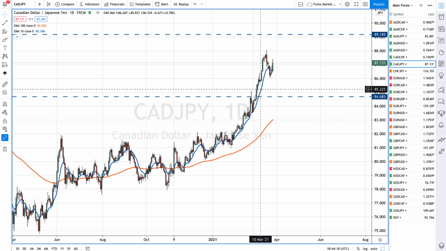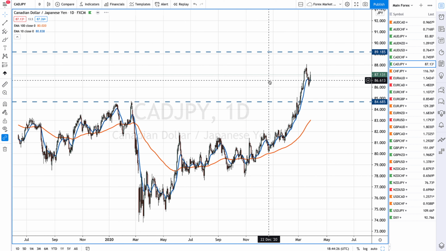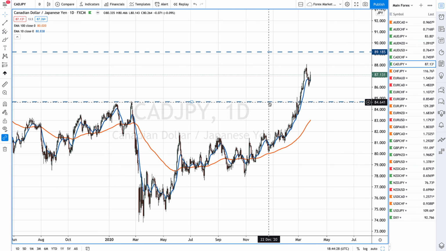The one problem that we have with this is it has gone a very long way in a very short space of time, so it is due a bit of a pullback. Where that pullback will be, obviously you don't know. We think that if the market were to get all the way down to 84.68, then that would be a massive opportunity to become a buyer.